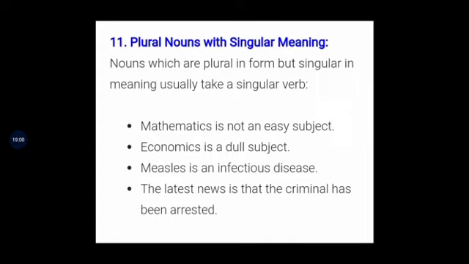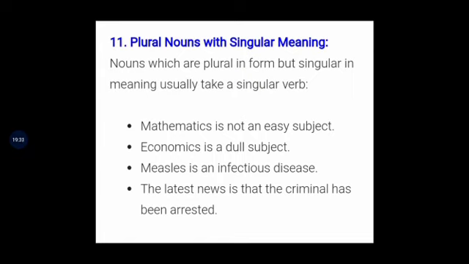Some nouns look plural, but with their meaning they remain singular. At that time we need to take the singular form of the verb. Mathematics is not an easy subject. So here mathematics sounds like plural, but by meaning it is singular, so we need to take the singular form of the verb. Mathematics is not an easy subject.